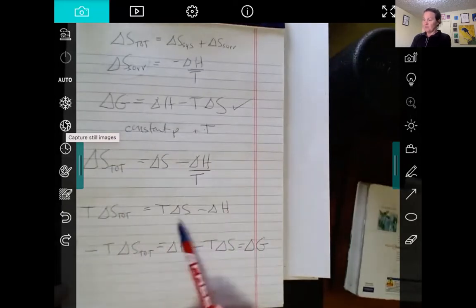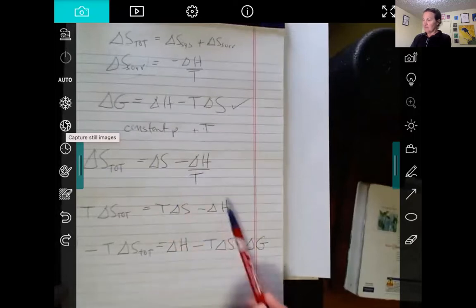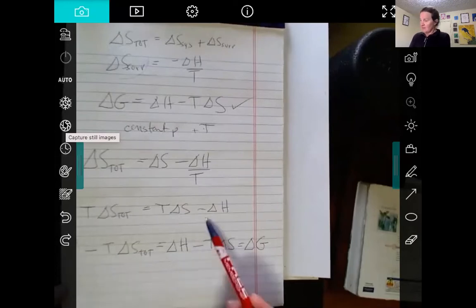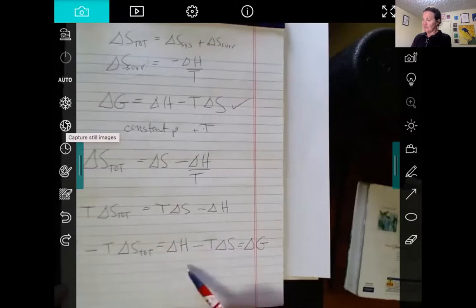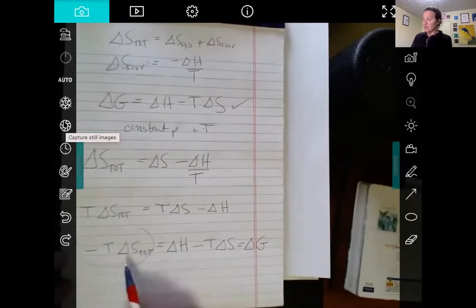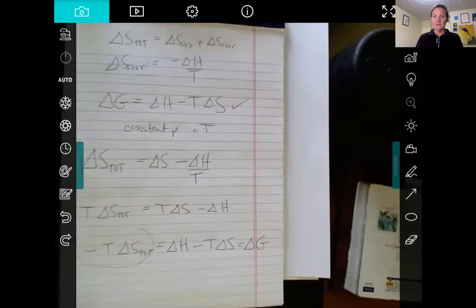So if we multiply through by T, we get T delta S total equals T delta S minus delta H. And then if we multiply through by -1, -1 times this negative gives us positive delta H, and we get a negative here. And what you see is negative T delta S total is equal to delta G. So if T is in Kelvin, you will always have a negative delta G if you have a positive delta S total. So now let's go back to our slides.